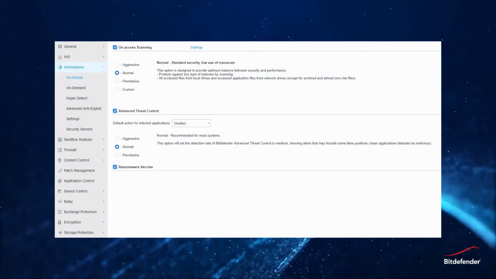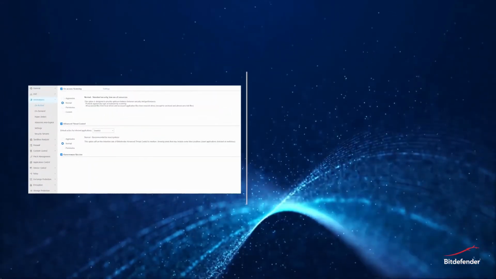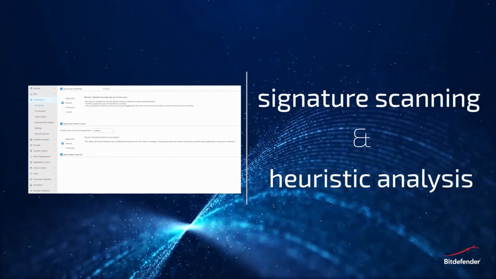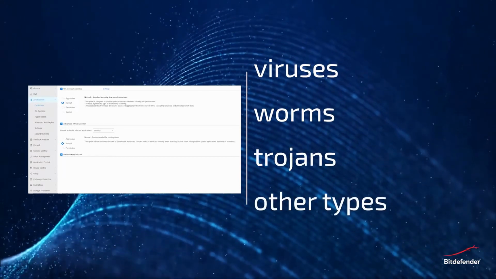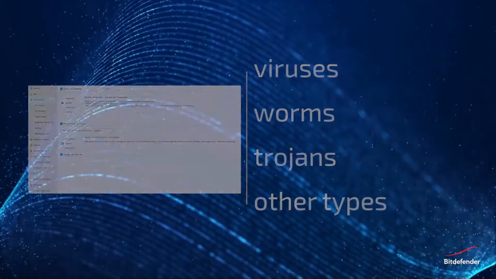Anti-malware is a module used by GravityZone that adds a protection layer based on signature scanning and heuristic analysis against viruses, worms, trojans, and other types of malicious software.